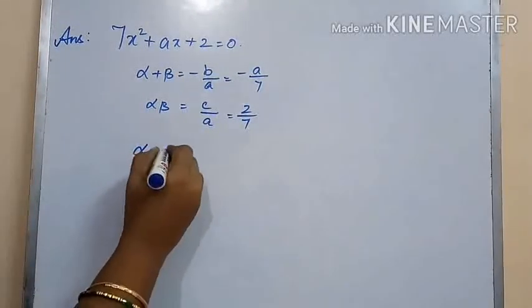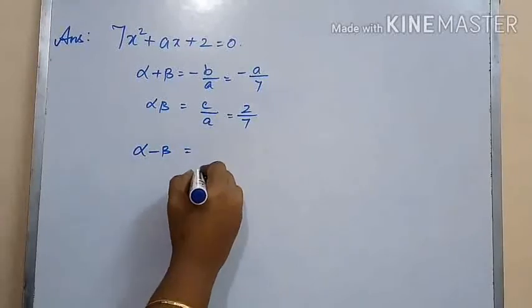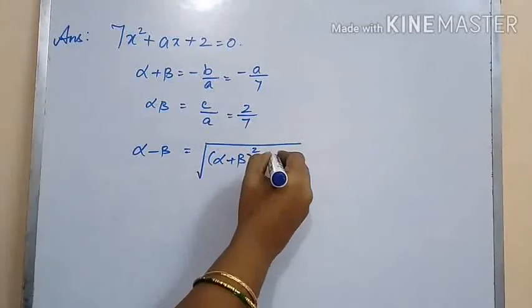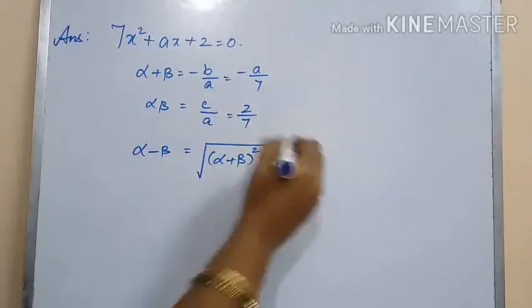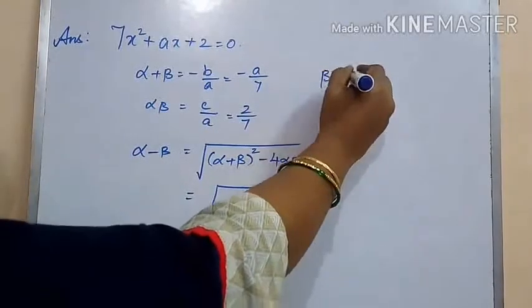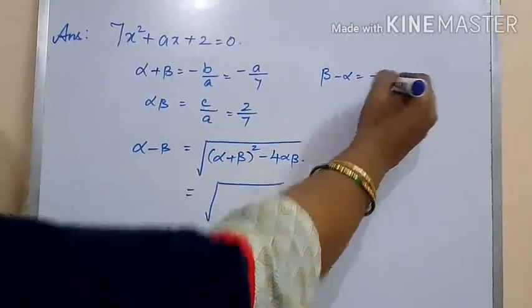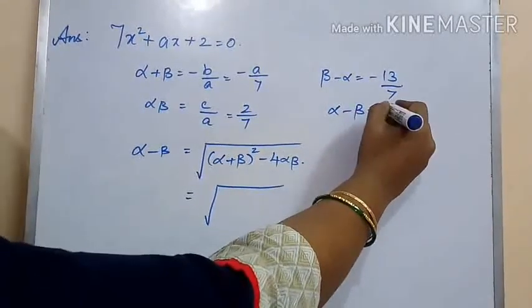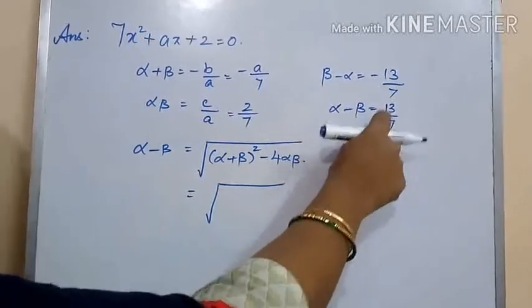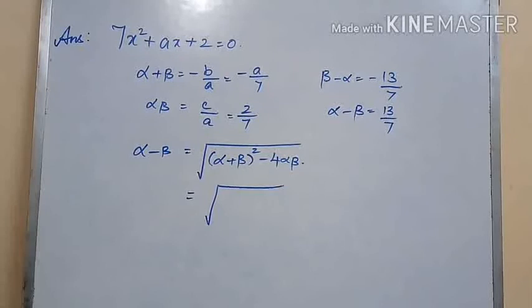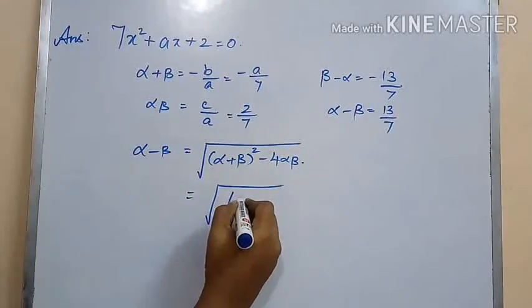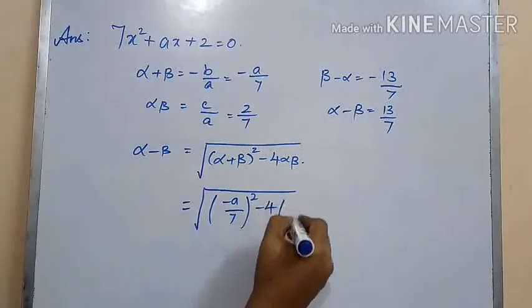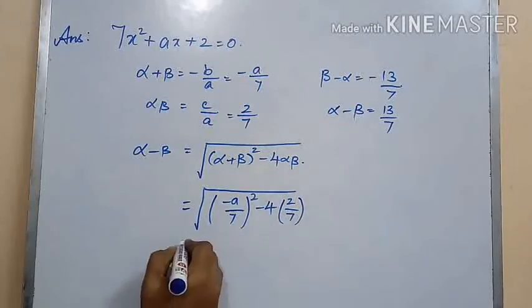Here we are given beta minus alpha, but we know the formula for alpha minus beta as the square root of alpha plus beta the whole squared minus 4 alpha beta. Given beta minus alpha is equal to minus 13 by 7, alpha minus beta is equal to 13 by 7. The negative sign vanishes here. So we can substitute 13 by 7 in place of alpha minus beta, and alpha plus beta is minus a by 7 and alpha beta is 2 by 7.